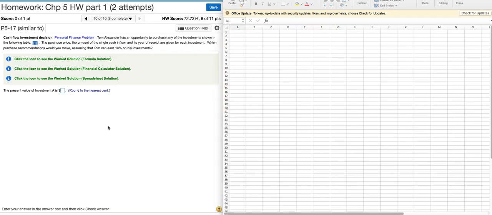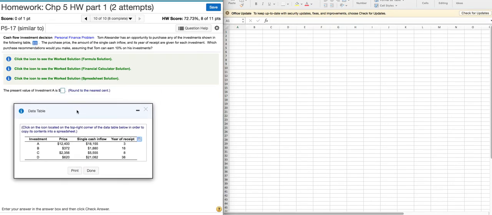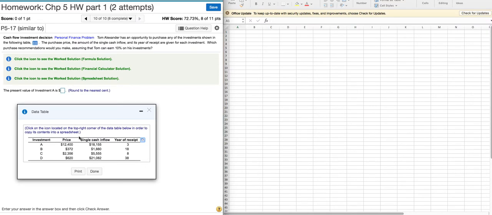This is problem 5-17, and we have a person named Tom Alexander who has an opportunity to purchase a number of different investments. So pull up the table here. Here are the 4 different investment options that he's looking at, A, B, C, and D. We have the cash inflows that would be expected after a certain number of years, and obviously they're all different. So we need to figure out what the present value of each one is in order to make an apples to apples comparison.